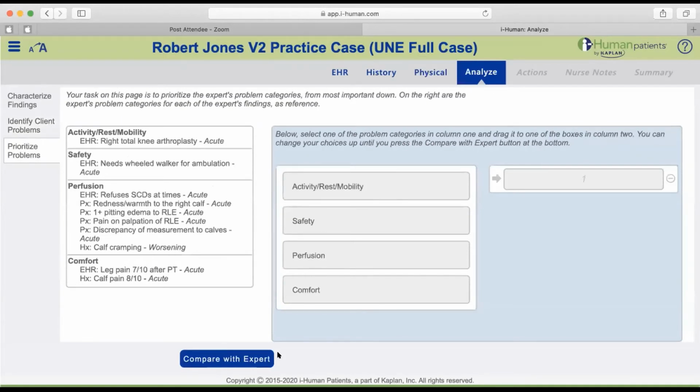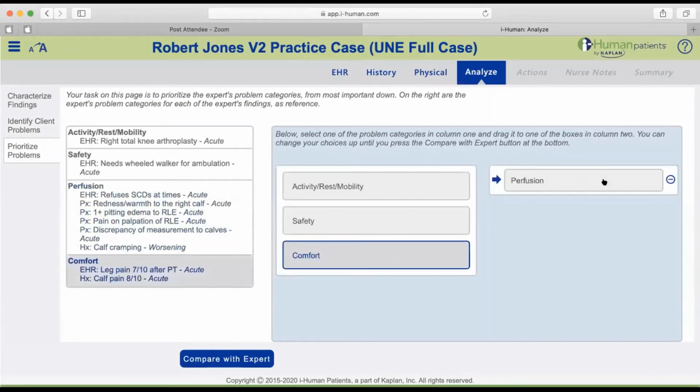Your students have to identify, what am I going to do first? You may talk about ABCs, Maslow's hierarchy, actual problems versus potential. You've talked about this already with students. Now they have to put it to action. And so if I think about mobility, safety, circulation, or comfort, our circulation will take priority.